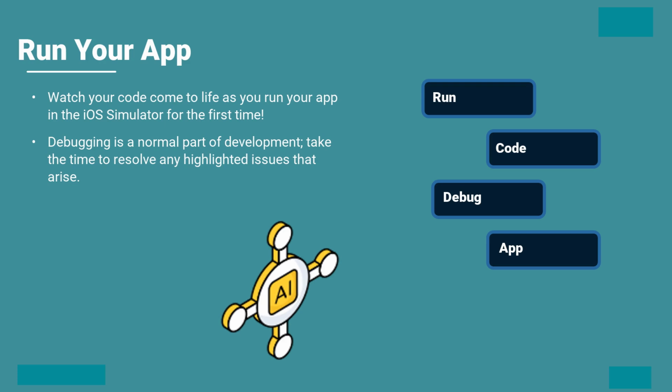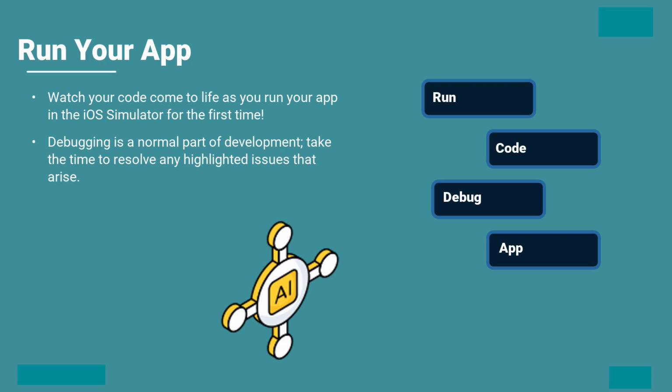Next, let's run our app and watch our code come to life. So, on the top left corner of Xcode, you'll find a play button. This is your run button. Go ahead and hit that. Xcode will build your project and launch the iOS simulator for you.